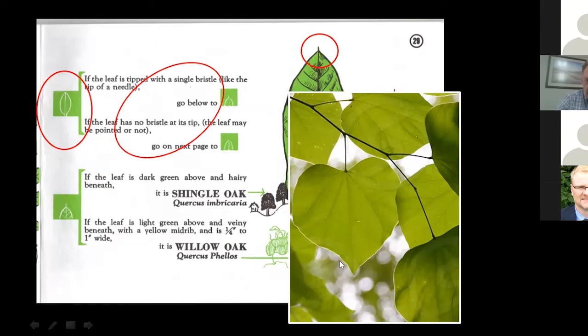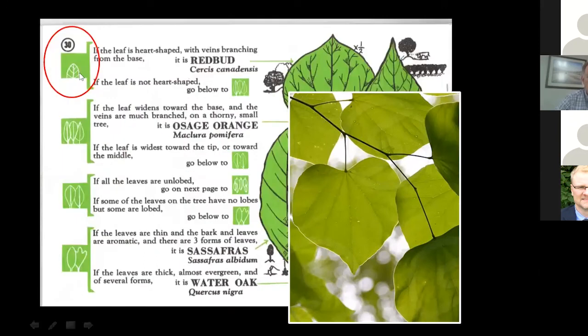This tree does not have a bristle. So no bristle, next page, that icon right there. There's the icon. Now the two words are heart-shaped, not heart-shaped. Well, if you look at that, that is characteristic heart-shaped if I've ever seen one. It means we have now found it. It is the red bud, and it's called, for our Latin friends out there, Cercis canadensis.